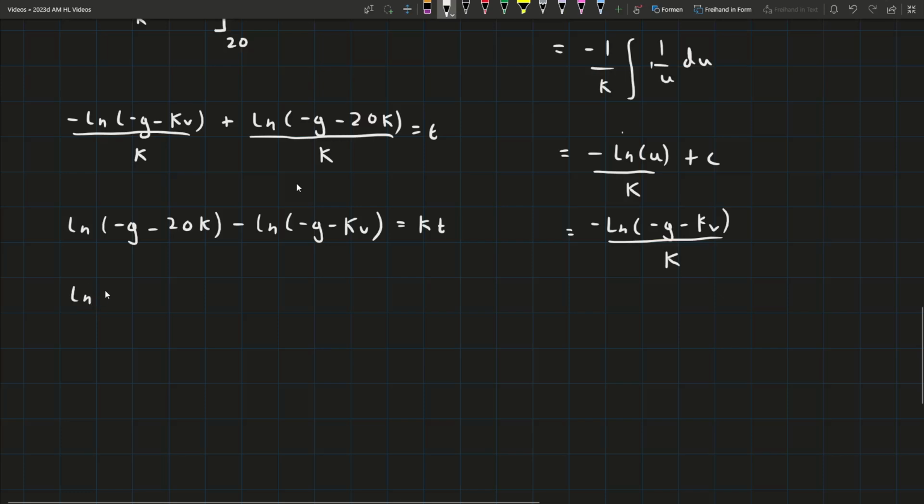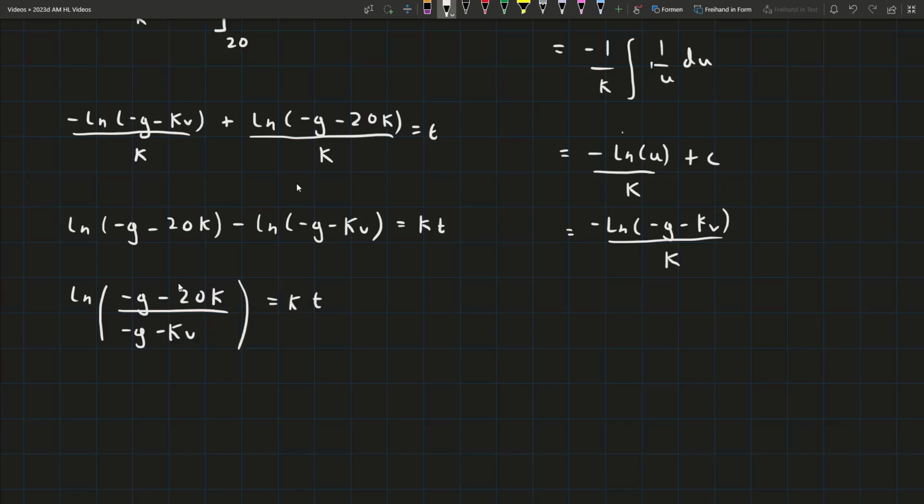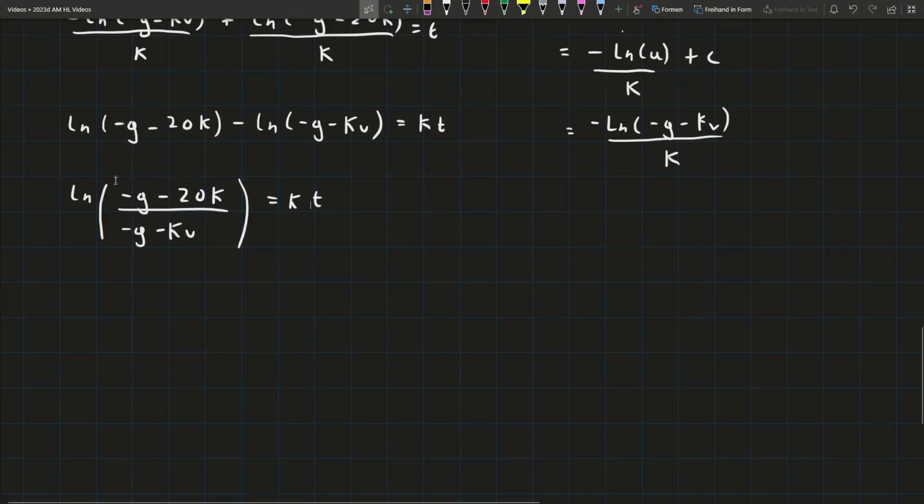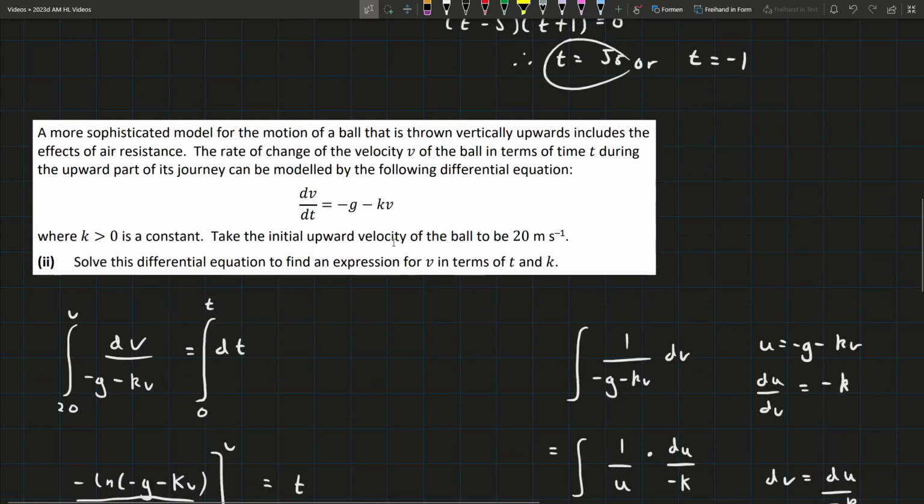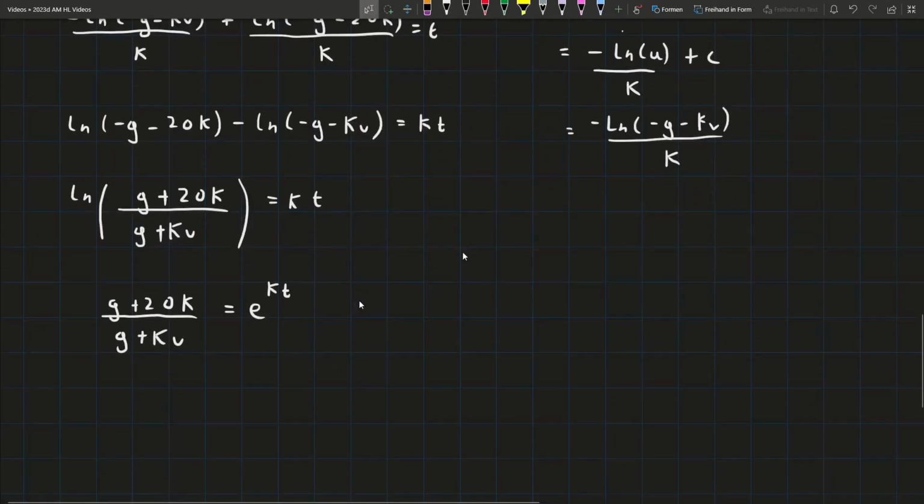I know there's a problem with the minus signs in the ln, but you'll see it will work out, because when we combine these, we'll get minus g minus 20k all over minus g minus kv, which is equal to kt. You could multiply the top and bottom of this fraction by a negative, because you can multiply the top and bottom of a fraction by the same thing, and we'll get rid of all the minuses and they'll all turn into a plus. Taking e to the power on both sides, we'll get g plus 20k all over g plus kv equals e to the power of kt. We're not told what k is, are we? Yeah, no, we want the expression for v in terms of t and k. So we'll have g plus 20k.